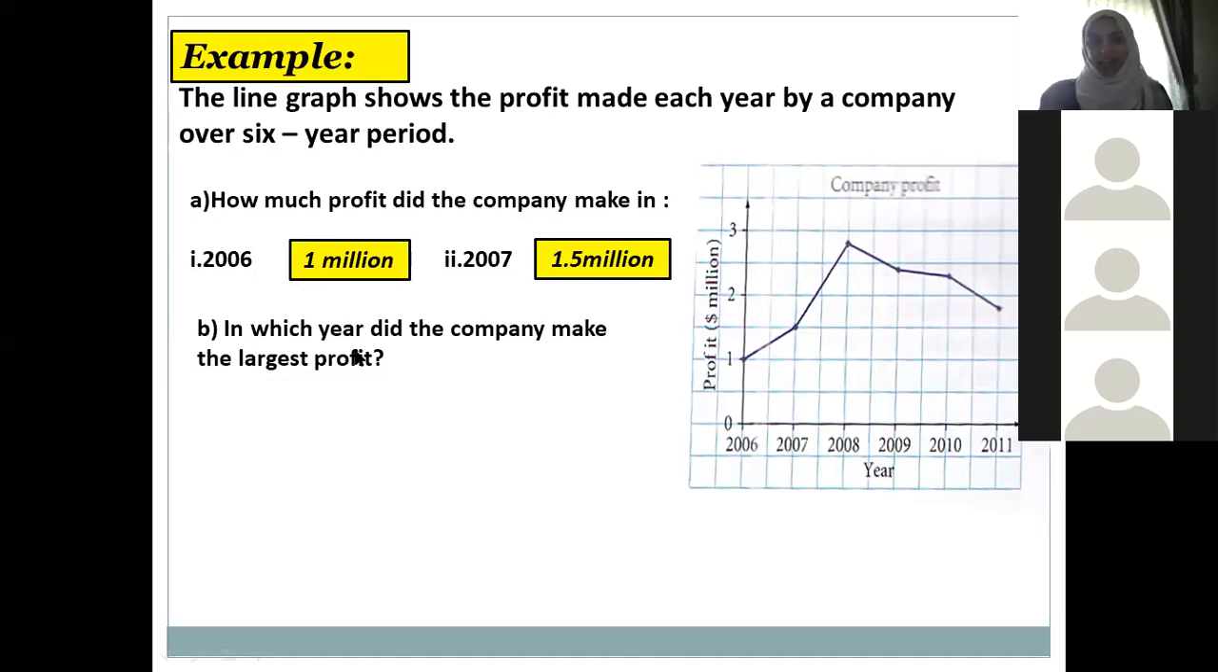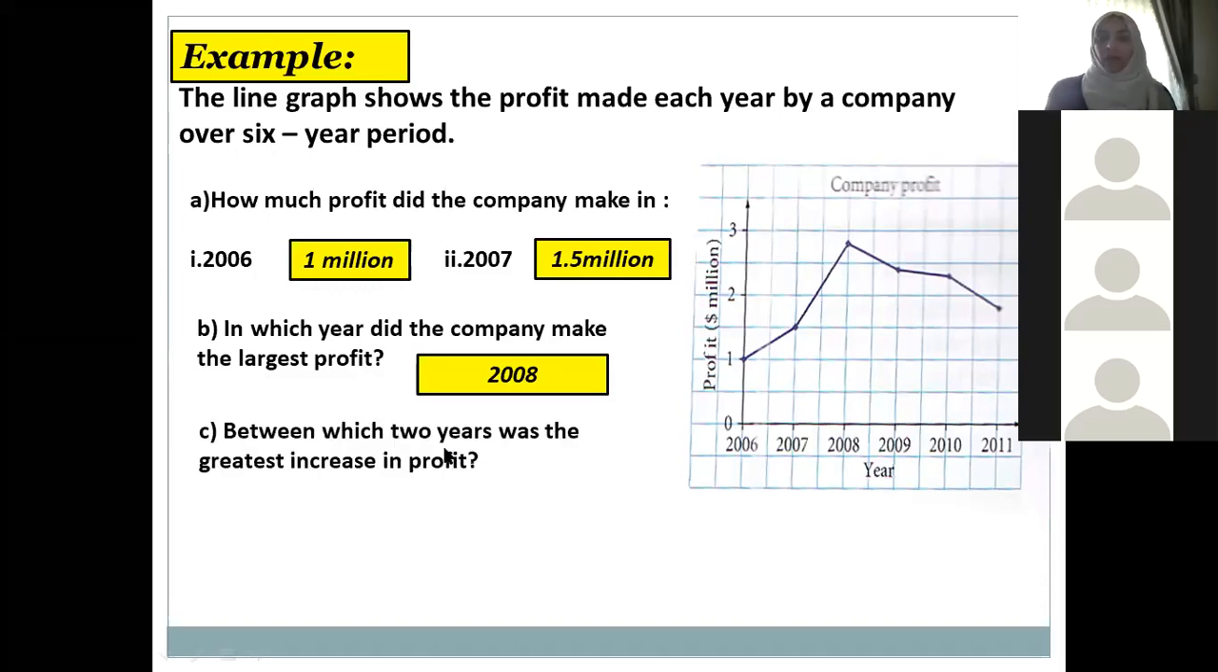Okay. Which year did the company make the largest profit? In 2008. Yes, thank you very much, Muhammad. It was in 2008. Thank you. Okay, between which 2 years was the greatest increase in the profit? Greatest increase in the profit.